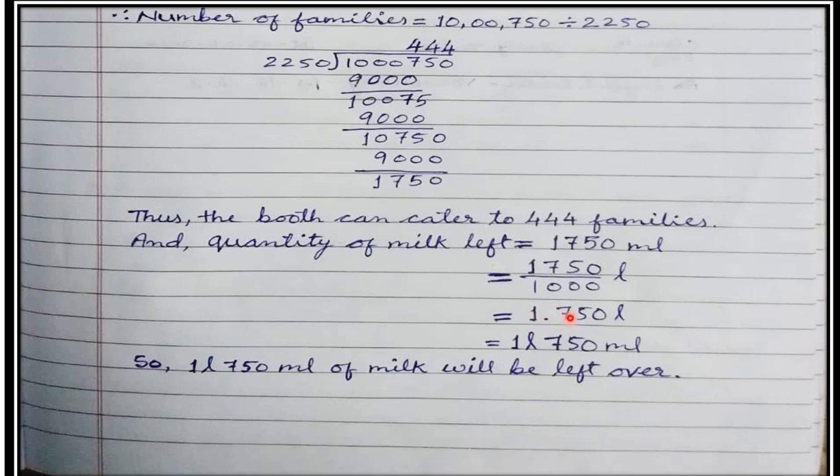So there we will put a point. 1.750 liter. So when you have a decimal number, then we will have to write liter. But we can separate it now. This means 1 liter and 750 milliliter. Thus 1 liter 750 milliliter of milk will be left over. Total families who will get the milk 444, and still 1 liter 750 milliliter of milk is left. So this is how you will be doing the other questions too.